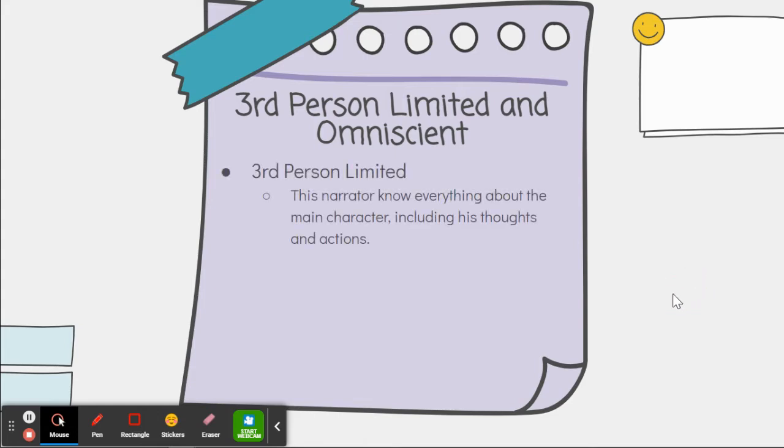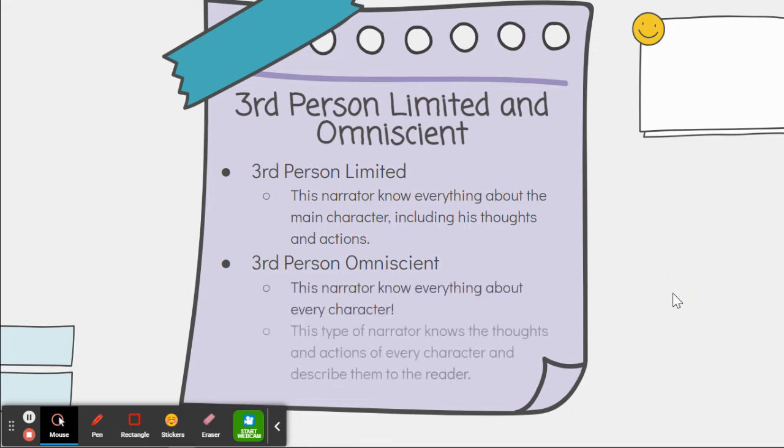Third person limited. This narrator knows everything about the main character, including his or her thoughts and actions. So third person limited, that narrator knows everything there is to know about the main character. Okay? Their thoughts, what they do, every second, as if you were that person, but they're not that person because they're third person, remember? They're not that character. Now, third person omniscient means the narrator knows everything about every character. This type of narrator knows the thoughts and actions of every character and describes them to the reader.